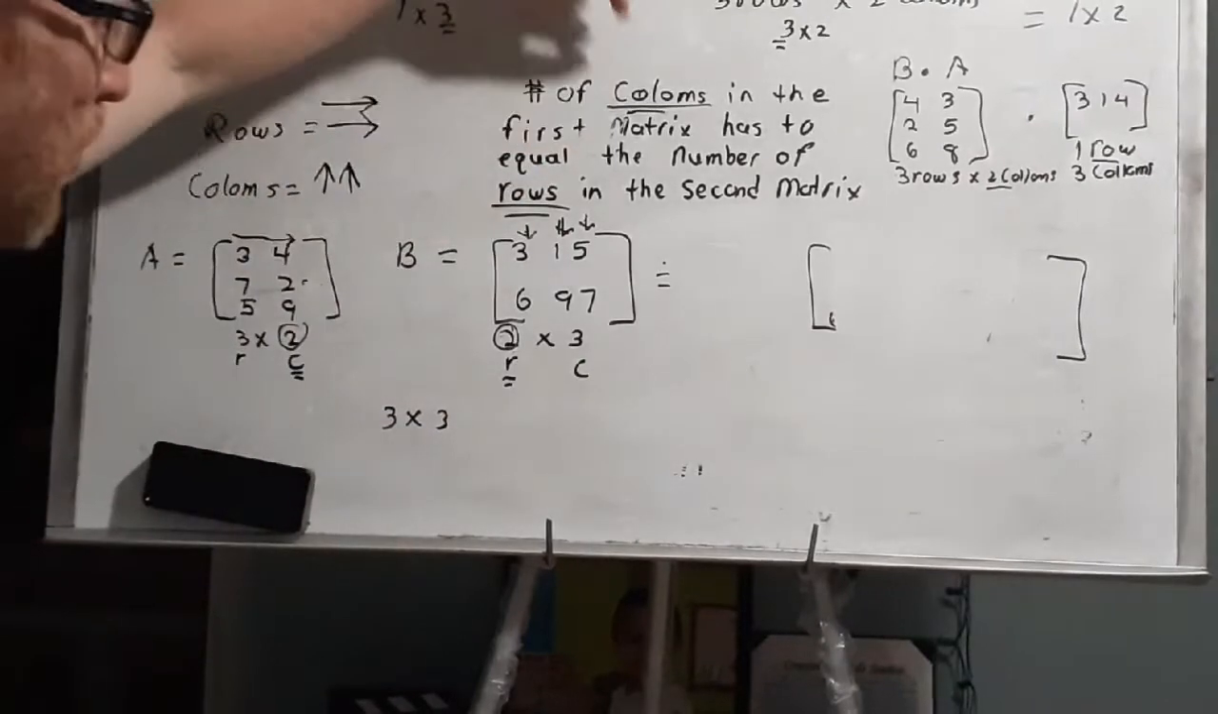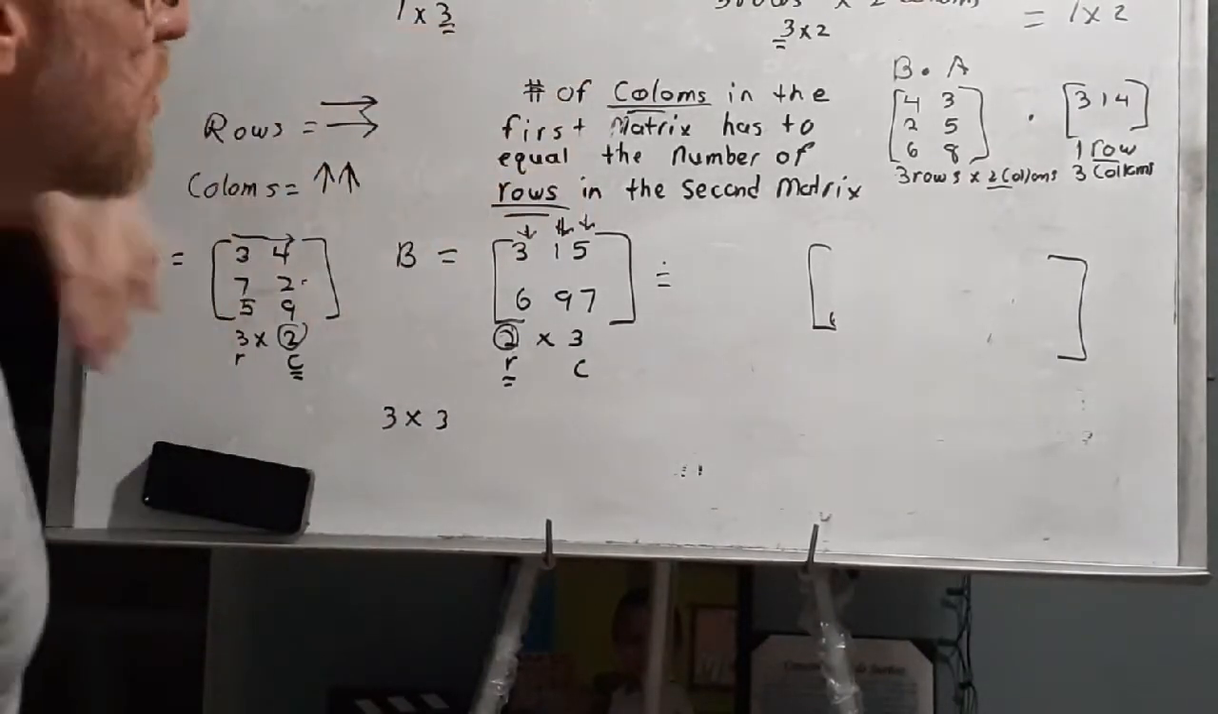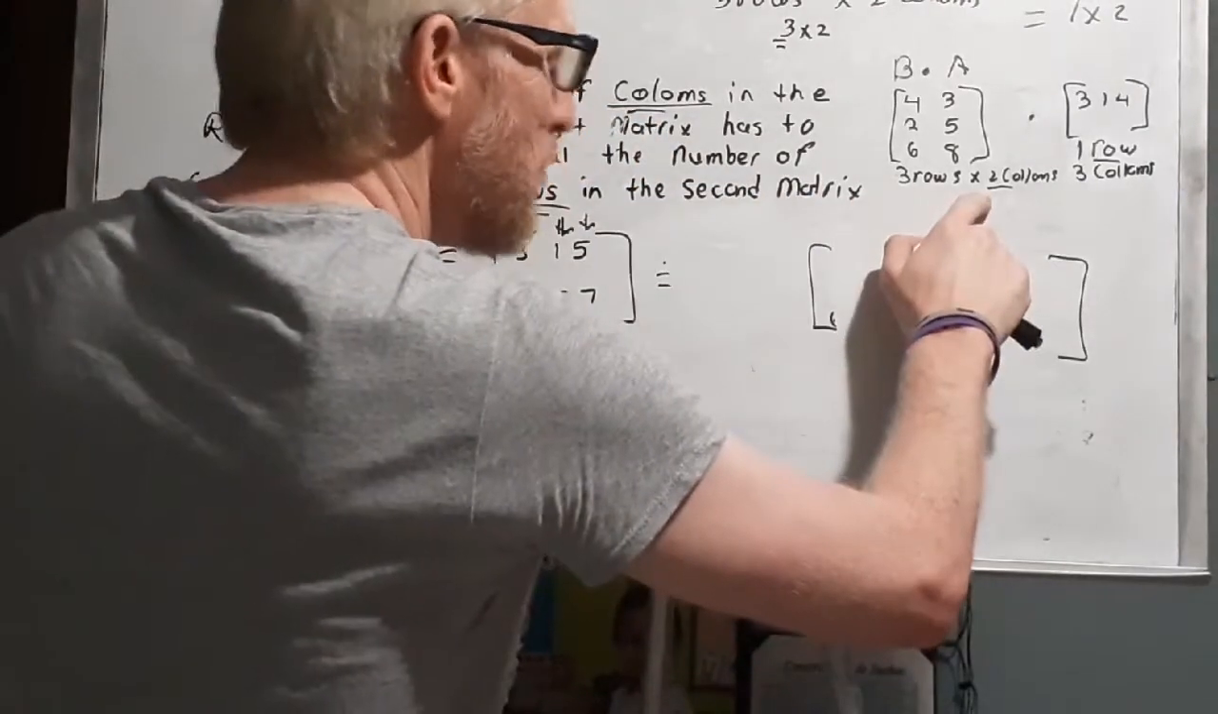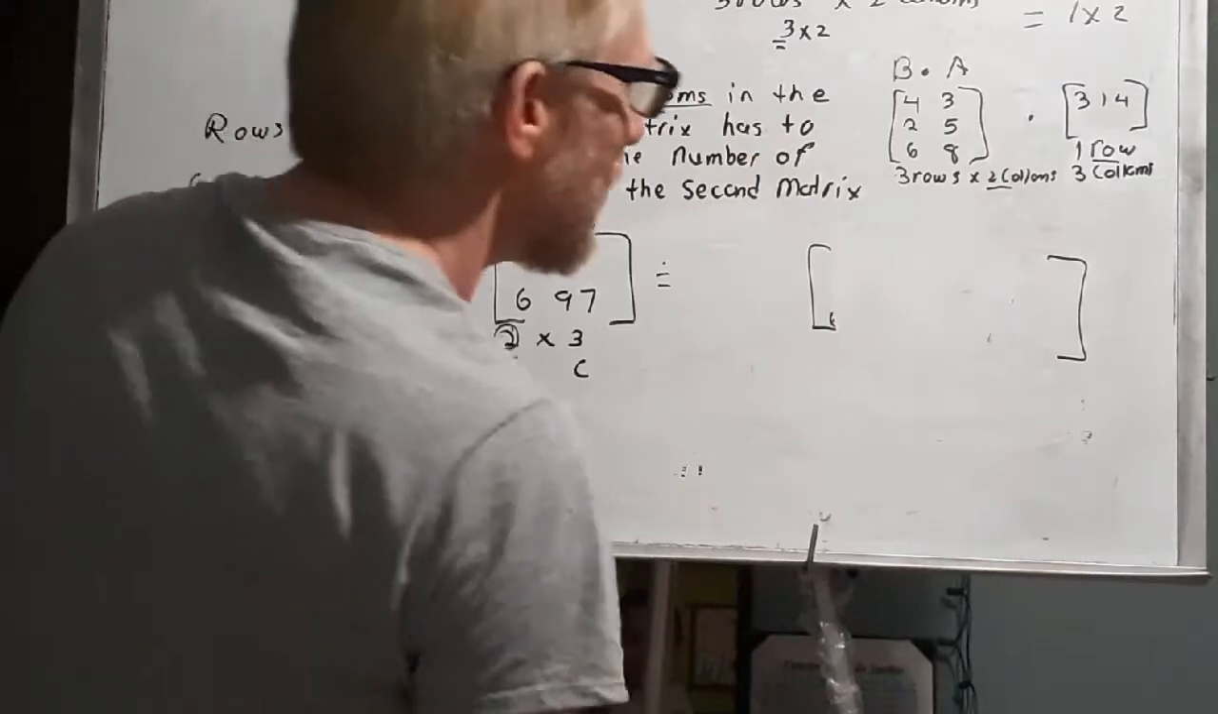It is very important to note that in order for 2 matrices to be able to multiply by each other, the number of columns in the first matrix must be equal to the number of rows in the second matrix.